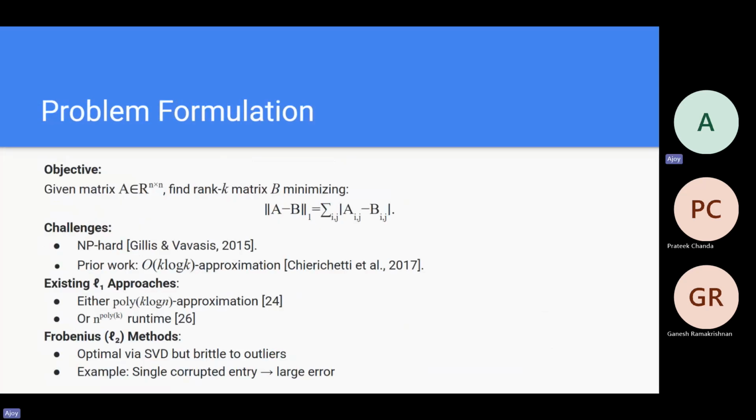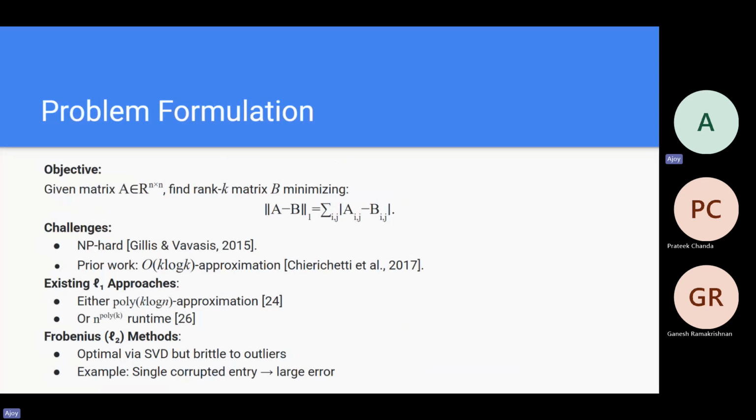So what is the problem? The problem was to minimize the error between matrix A and matrix B, summing over all columns and rows. Prior work has been done with an approximation of order k log k, and here we achieved an order of 1 plus epsilon.